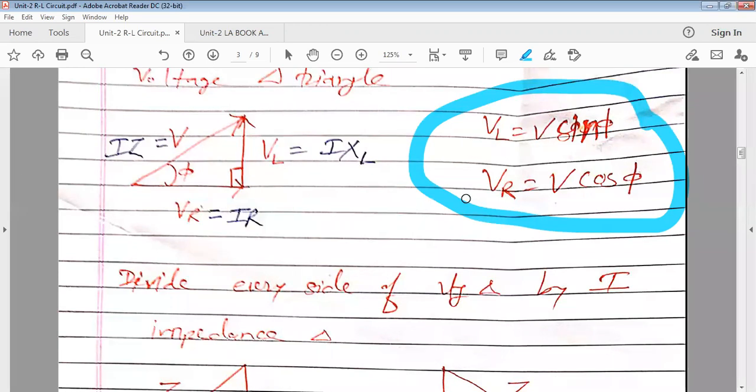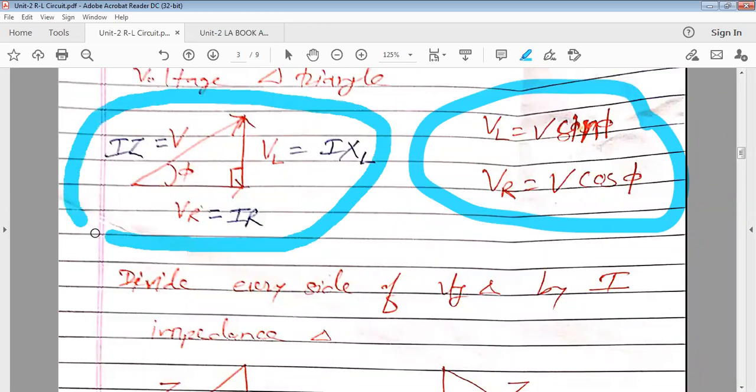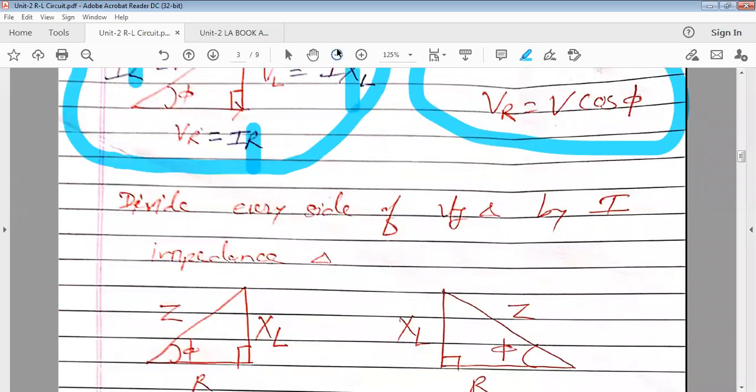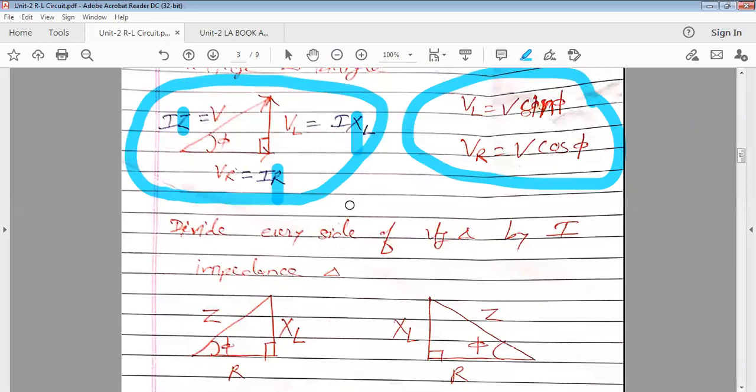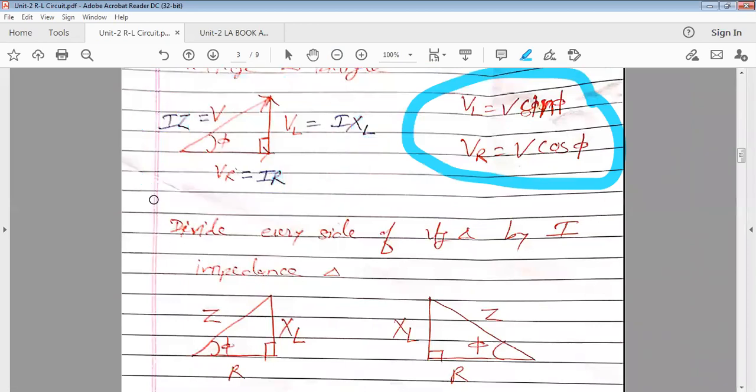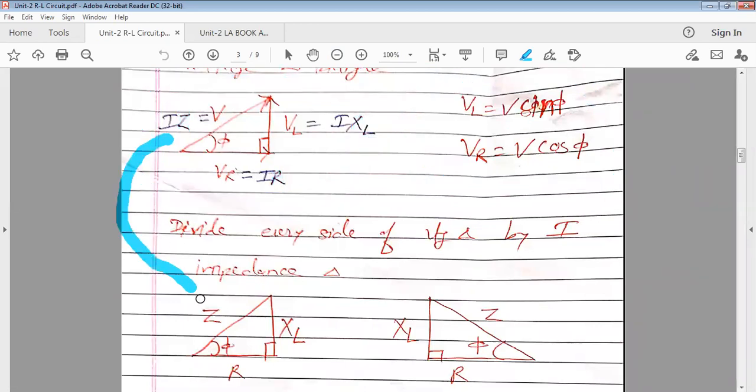Now what do you do? I mentioned the formulas here: VR is IR, VL is IXL, and V is IZ. Divide every side of the voltage triangle by current. So you will get Z, R, and XL along the sides. That is nothing but the impedance triangle. Divide every side of the voltage triangle by current, you will get the impedance triangle.